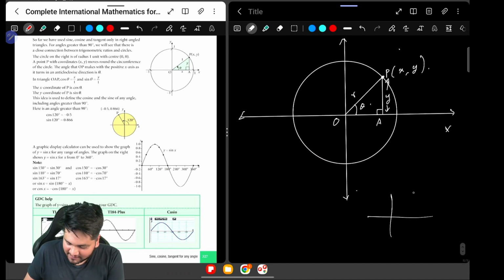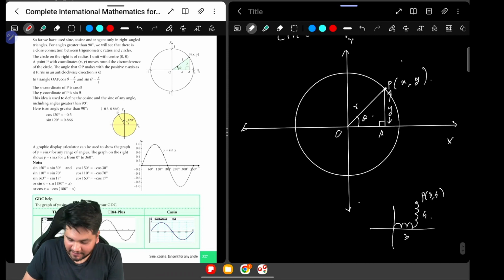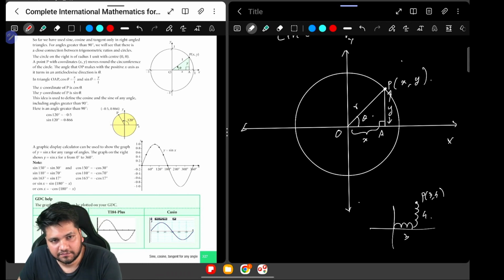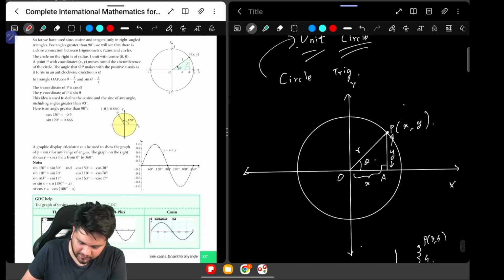Think about it. Let's say this coordinate P is 3, 4. The graph is there. So this is going to be 3, and 1, 2, 3, 4, this is going to be 4. So obviously this is my x coordinate and this is my y coordinate. Correct? Got it, everyone? Do you agree now? So AP is y and OA is x.